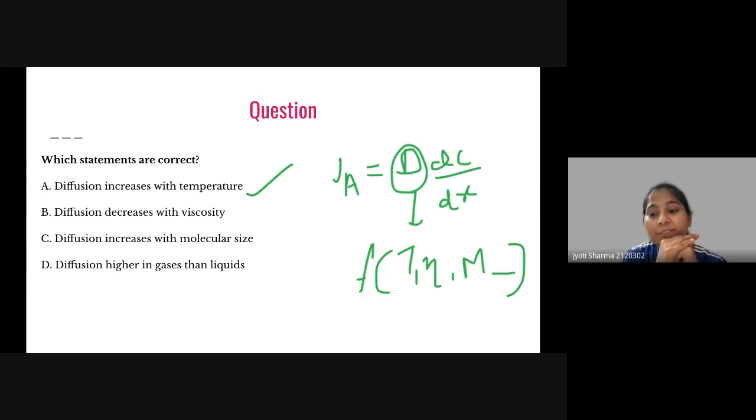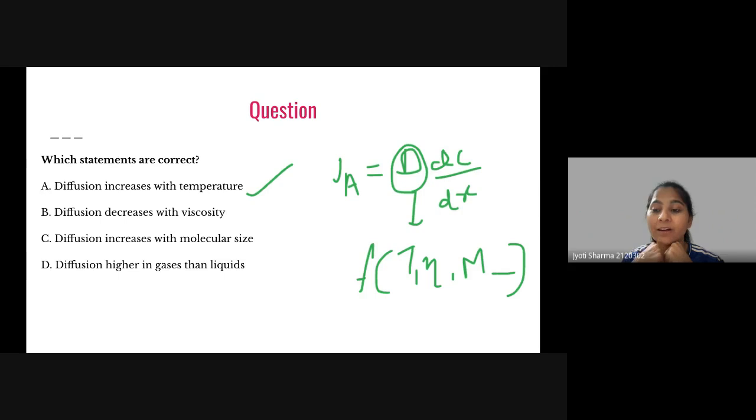Diffusion decreases with the viscosity. This is also right. Let me give you one example. For example, if you have sugar syrup and water, sugar syrup has higher viscosity in comparison to the water. So diffusion will happen more in water in comparison to the sugar syrup.